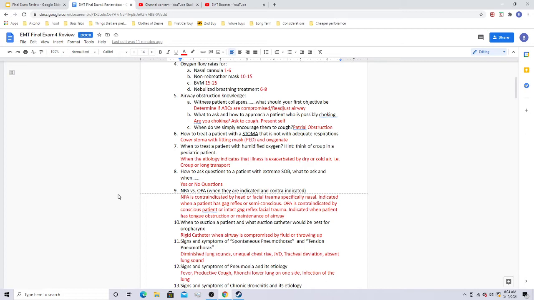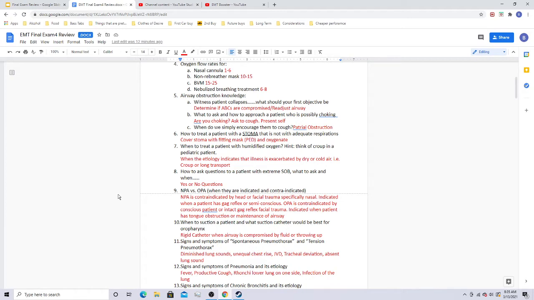You want to give them at least a non-rebreather mask at 15 liters, but if the patient is breathing too fast and shallow, or breathing too slow and shallow, you're going to generally want to hook them up to your BVM at the most you can do. A lot of tanks will only go up to 15 liters, but if you have 25 liters, give them 25 liters, because oxygen really doesn't hurt in a situation where someone's not breathing or having very bad dyspnea. And dyspnea only means that they're having difficulty breathing, whereas apnea means the patient's not breathing at all.